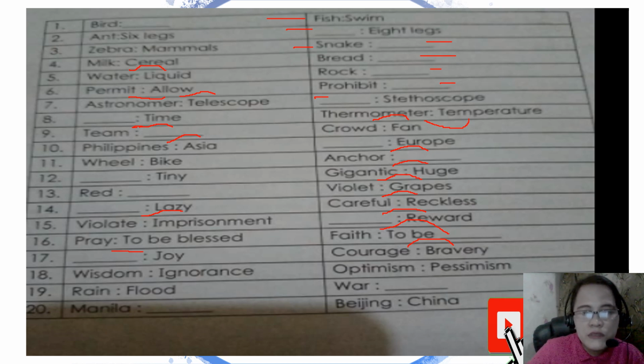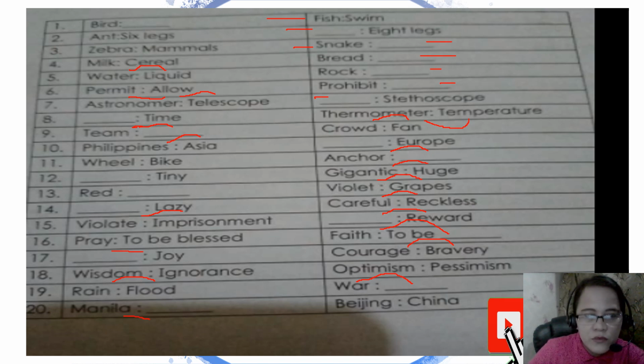Number 18, wisdom is to ignorance. Ang kaalaman, wisdom, kaalaman, pagkatuto, karunungan, ignorance, kawalan ng alam. Ito naman, may sagot pala dito. Optimism is pessimism. So, bonus yung number 18. Rain is to flood. Pag umulan daw ay babaha. Ano naman mangyari kung may war? Parang ganun yan. Anong klaseng word analogy yan?